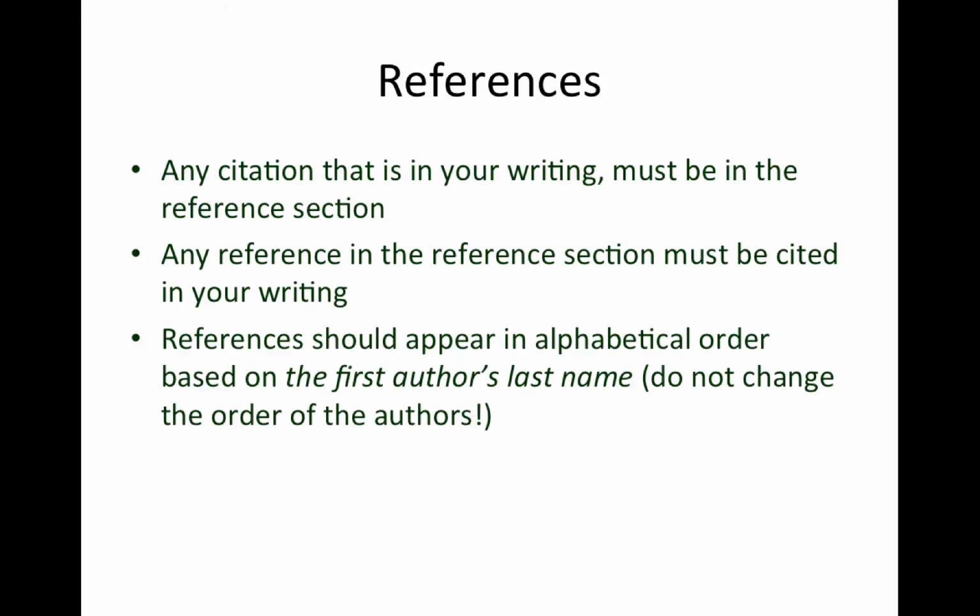Your reference list should be alphabetical, according to the primary author's last name. One thing to remember is that in APA references, we always put the order of the authors as they are listed in the article. This is important because that order is based on the primary role of each author in the research. The first person listed in the article is the primary author and should always be listed first.